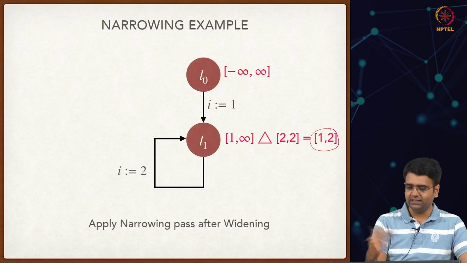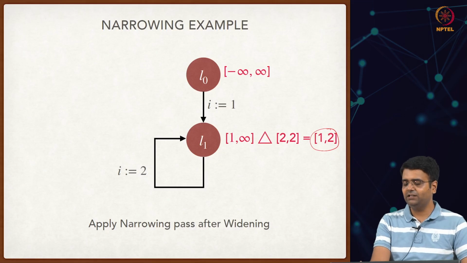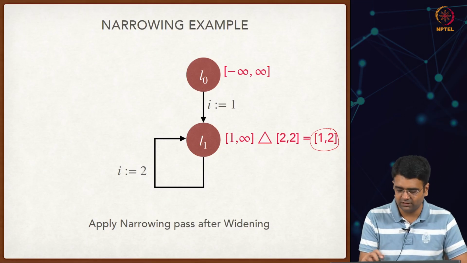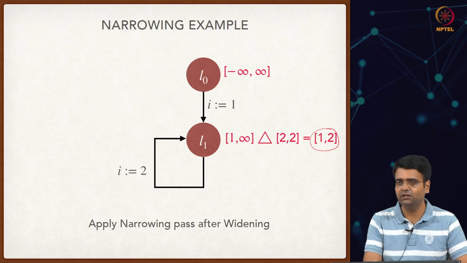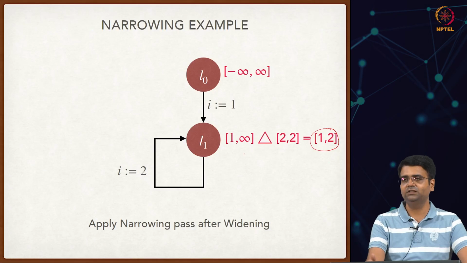And again, the way the narrowing operator is defined, it is guaranteed to give you a sound value, in the sense that if you use the narrowing operator, it will give you a sound verification procedure. It will always over approximate the set of actual reachable program states at every location, and it is also guaranteed to terminate. So Kildall's algorithm with narrowing is also guaranteed to terminate, irrespective of whether the abstract domain satisfies the ascending chain condition or not.